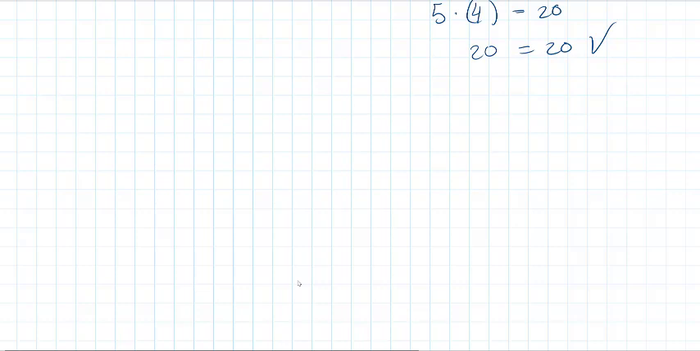So let's write it out again. We have 5 times x plus 2 equals 20. Okay, now instead of simplifying, let's start by using the inverse property to 5 times. What is the inverse property to 5 times? It's divide by 5.